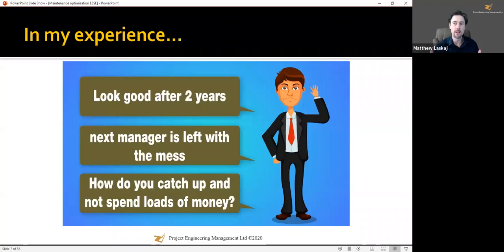That manager then has two options. They can ask to spend more money, which they're not going to get because the last manager saved all this money and look how good they did. They didn't need all the money. So how do you catch up if you don't have all of that money to spend? How do you justify spending the money without looking bad?